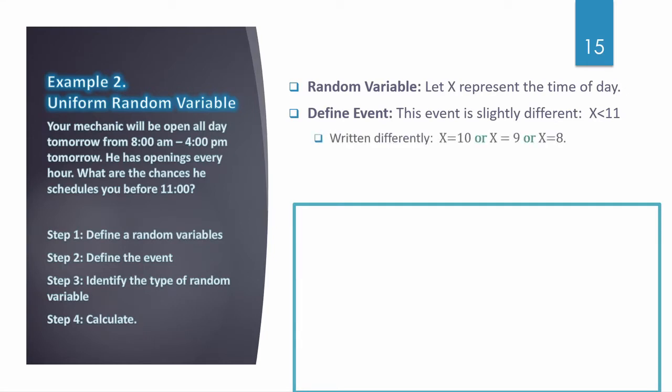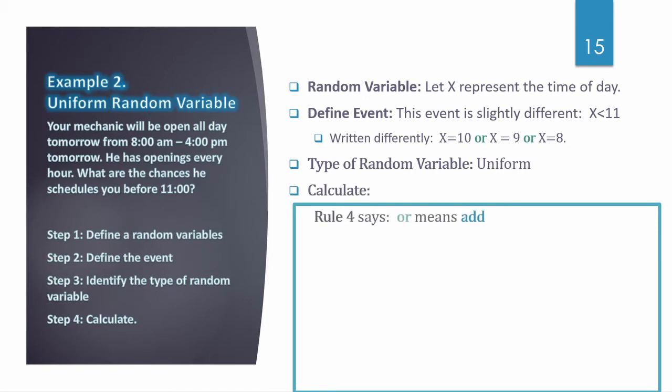If I write this out a little bit more fully, that would be the same as saying my appointment is at 10, or my appointment is at 9, or my appointment is at 8. Again, we're going to use a uniform random variable here, and we're just going to use our same rules to calculate the outcome. Now, rule 4 of our probability statement says anytime I hear the word or, I should be thinking I need to add my probabilities.